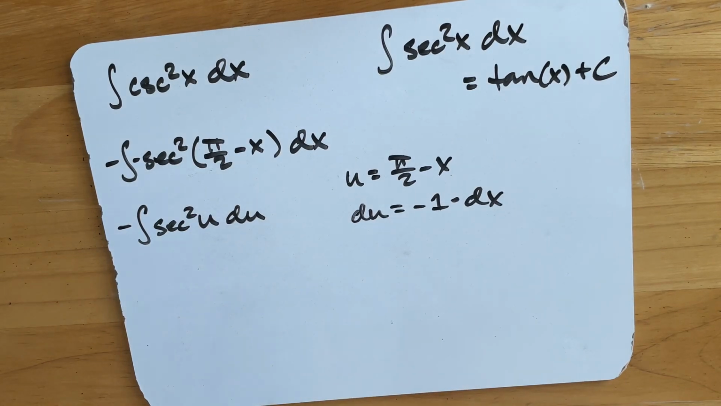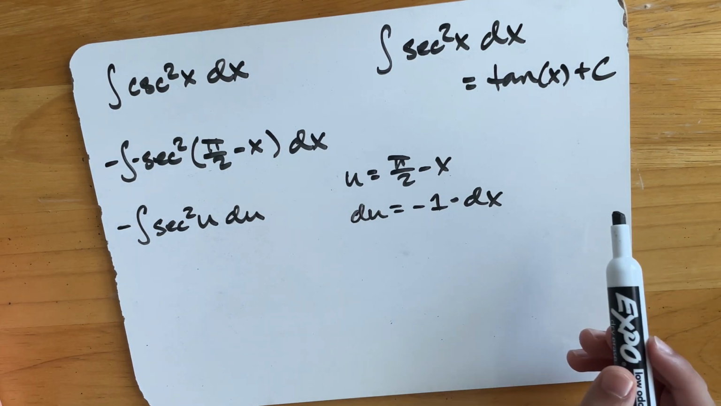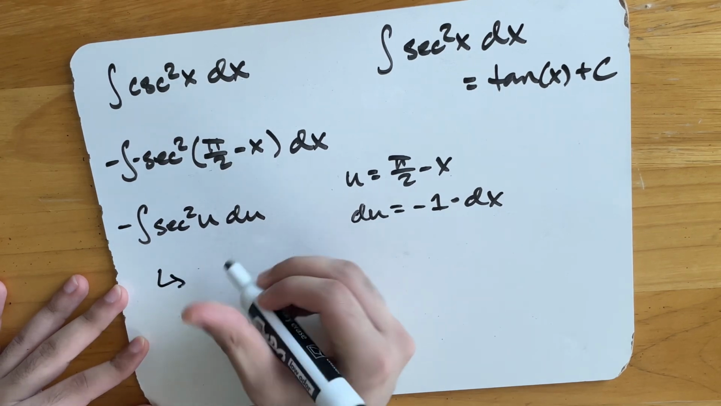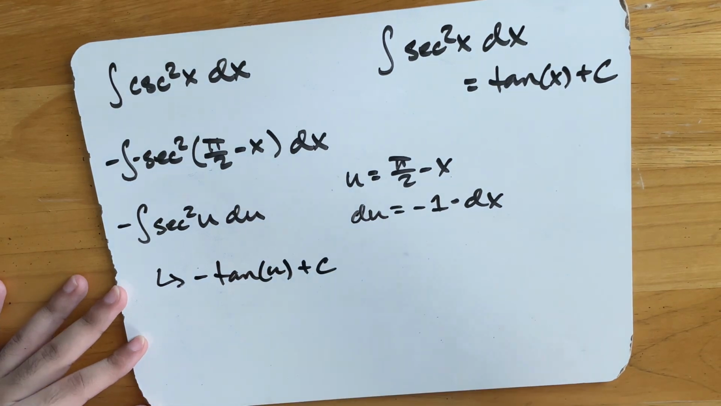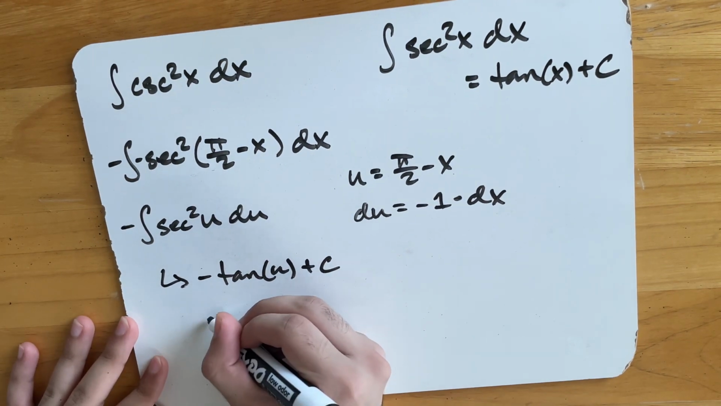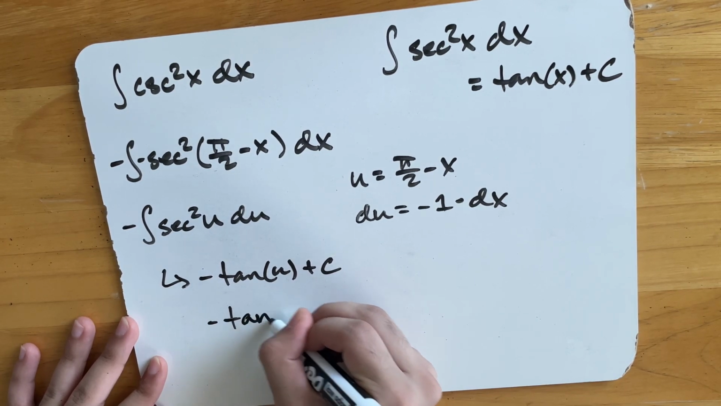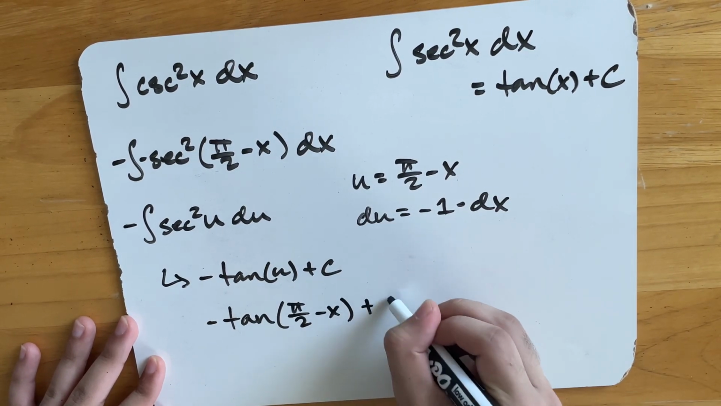Well, yes. From the fact that the integral of secant squared x dx is equal to tan of x plus c, we know that this integral, with the negative and all that, comes out to negative tan of u plus c, right? But the original integral was in terms of x. We should probably get our final answer in terms of x. We know u is equal to pi over 2 minus x. That's what we set it equal to. So we'll end up with, before simplification, negative tan of pi over 2 minus x plus c.